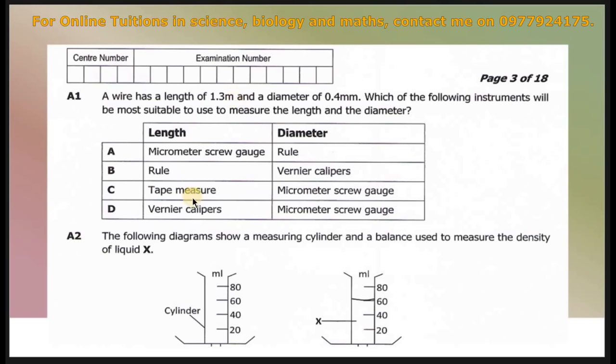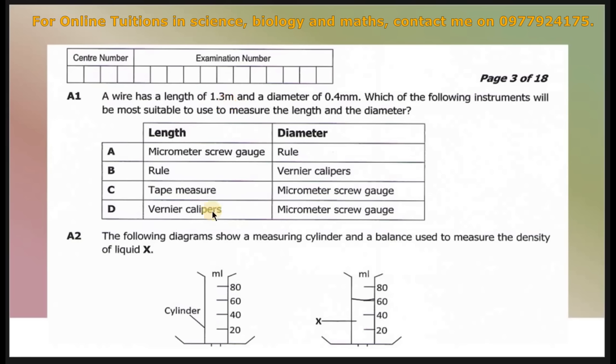The next, tape measure. Tape measure in this case refers to the measuring tape. So is the measuring tape suitable for measuring this distance? Yes, it can measure in centimeters, and also in meters as well. Because with a measuring tape you measure this distance just once, the probability of introducing an error is very minimal. So the measuring tape is suitable to measure 1.3 meters.